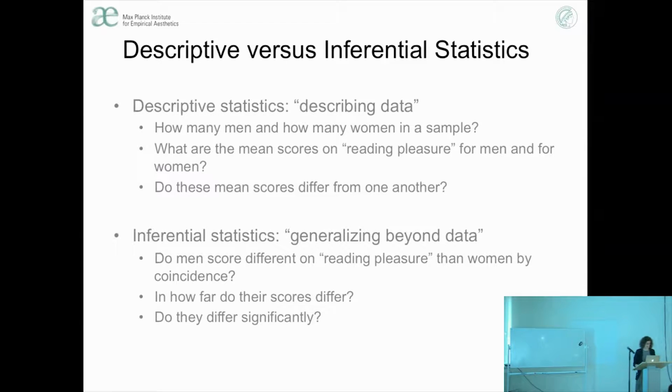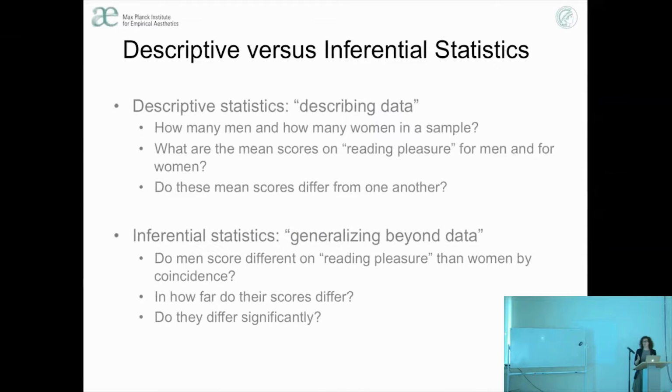But it can't tell you anything about whether that difference is significant, yes or no. That's why you need inferential statistics. We use inferential statistics to try to falsify our hypotheses about the relationships between our independent and our dependent variables. And they help us generalize beyond our own sample. So with inferential statistics, you could find out whether men scored differently on reading pleasure than women by coincidence, or whether it was an effect of your independent variable. In how far do their scores differ, and do these scores differ significantly? That's why you will need inferential statistics.